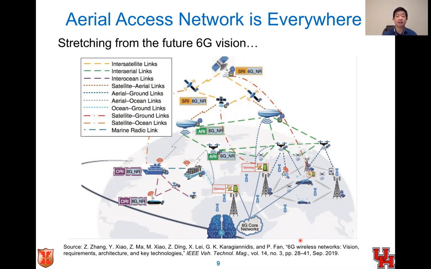The basic idea is that you are connected not only by the base station, but also by other possibilities. For example, the UAV, the balloon, the HAP, high altitude platform, the satellite, or if you're on the sea, you are connected by a ship. All these things are integrated together through a gateway and so on. And also there will be AI to control this. So this is a basic overview of the area access network.